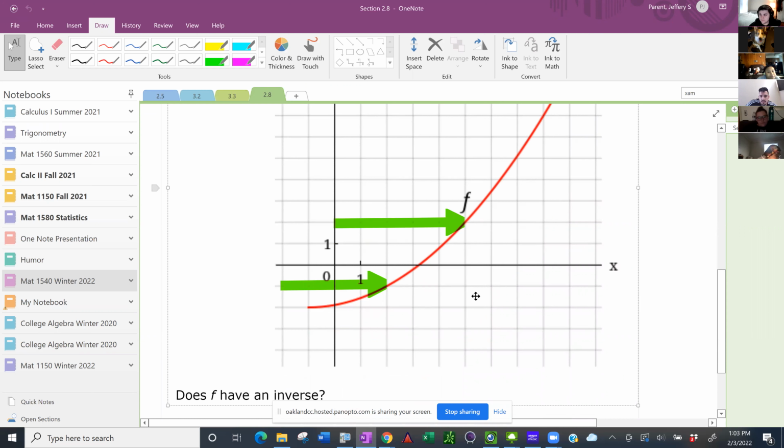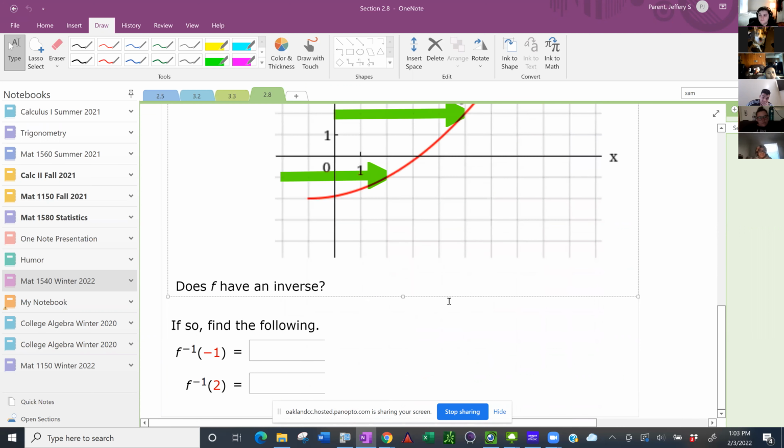Yes, it is. Does it have an inverse? Yes. Does it have an inverse is equivalent to saying, does it have an inverse that is a function? Or in other words, does it pass the horizontal line test? And yes, it does on both. So if it passes the horizontal line test, they're going to say, okay, find its inverse at -1.